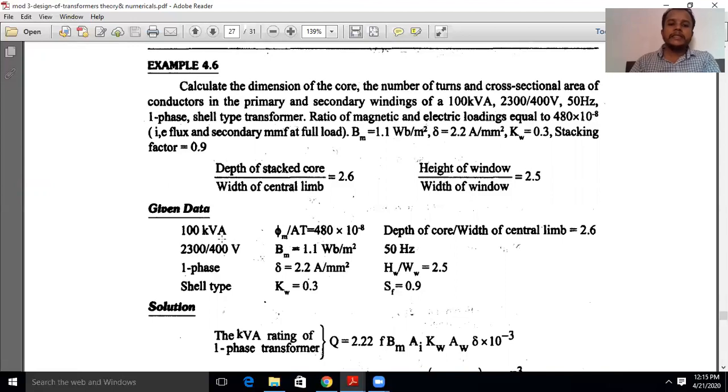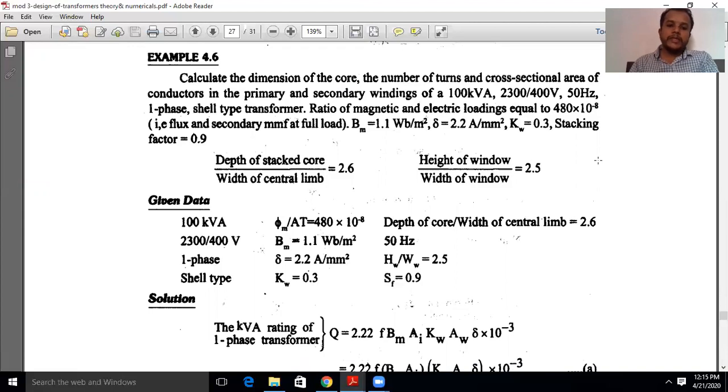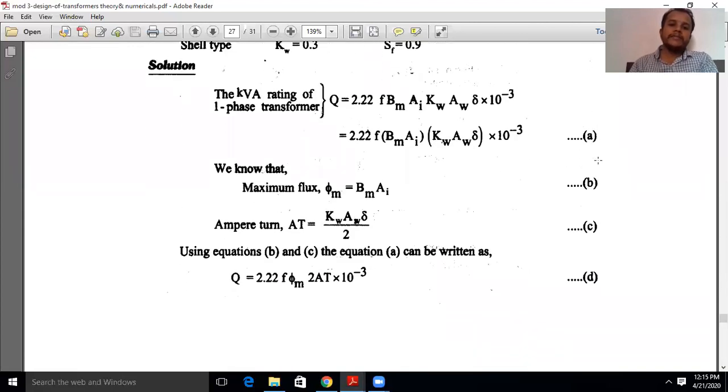So these things are also given: the rating of the transformer, then the ratio of magnetic to electric loading, and then the depth of core divided by the width of the central limb, then the ratio, then BM, delta, HW by WW, KW, and the stacking factor. Here again we need to calculate the dimensions of the core, the number of turns, and the cross-sectional area of the conductors in primary and secondary. So go for the dimensions of the core. In this case, again the same thing.